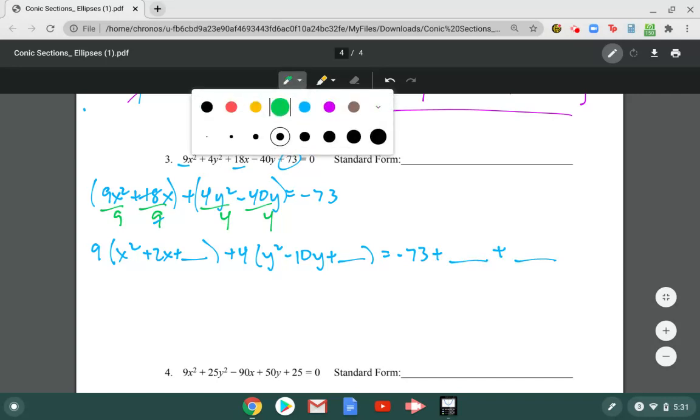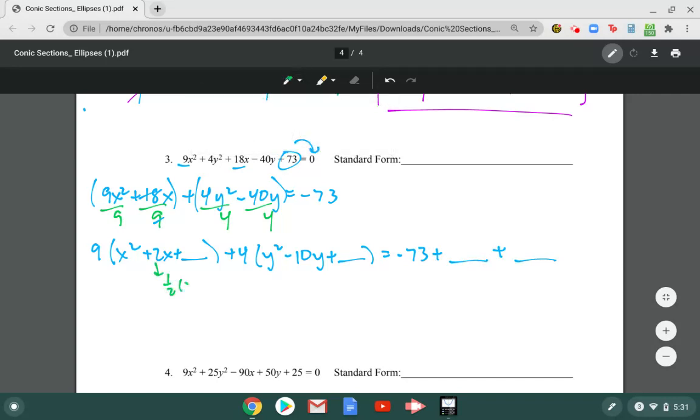Okay, completing the square. Half of 2 is 1 squared is 1. But I actually added a 1 times 9. So I'm going to write both of those on the line. And then half of negative 10. Half of negative 10 is negative 5. Squared is 25. But I actually added 25 times 4. 4 times 25.